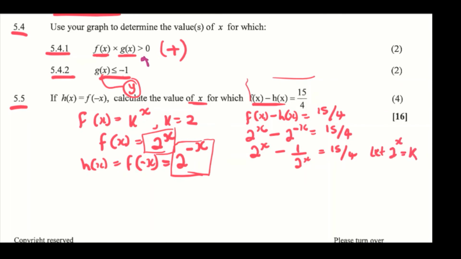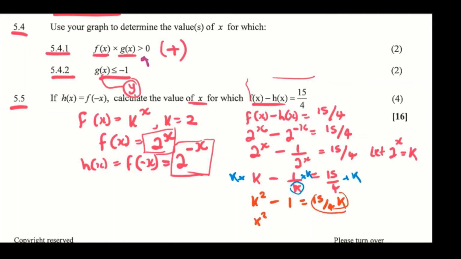To solve for this value of x, we can let 2 to the power of x be equal to k, right? So when we see 2 to the power of x, we put k, so it's k minus 1 over k is equal to 15 over 4. Then we multiply by k on all sides to remove the k at the bottom, and we have k squared minus 1 is equal to 15 over 4 k. Transposing, we have k squared minus 15 over 4 k minus 1 equals 0.